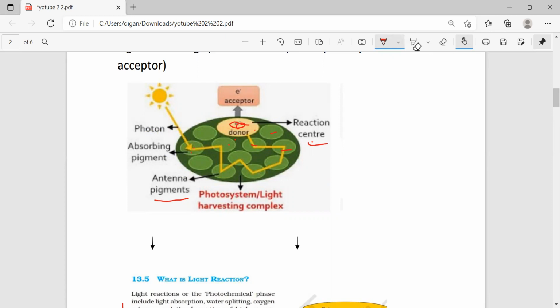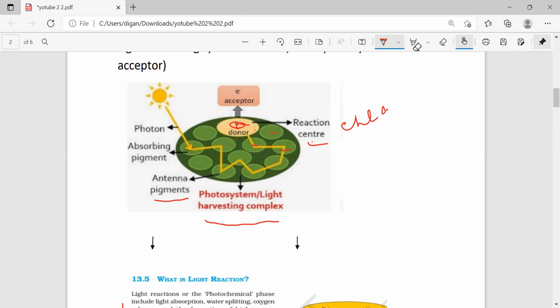When a light harvesting complex is formed, always remember that the reaction center is always made by chlorophyll A. And the other pigments, means chlorophyll B, carotene, xanthophyll, and some other pigments, form the antenna pigments or accessory pigments. And they are attached to one another with the help of some accessory proteins. And this whole organization or arrangement is known as photosystem or light harvesting complex.